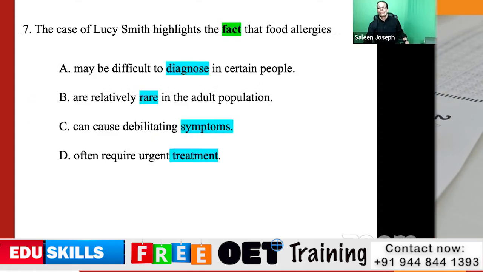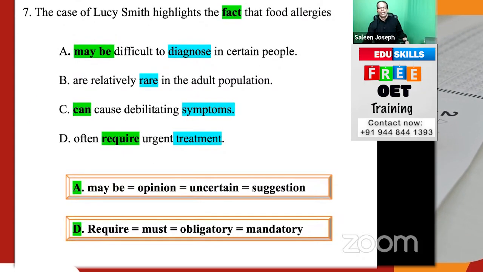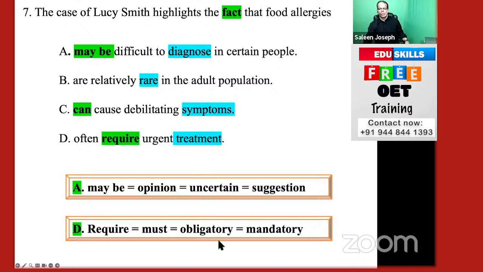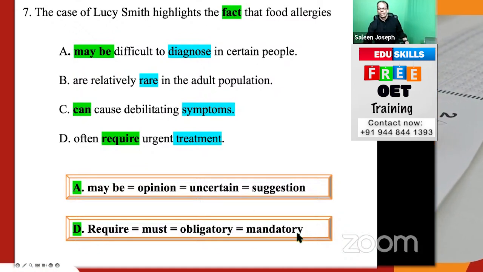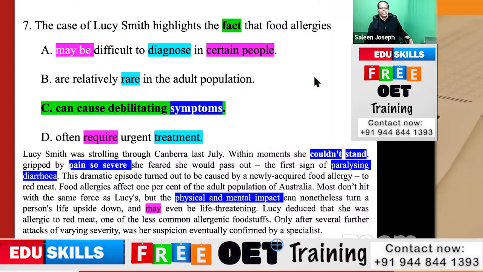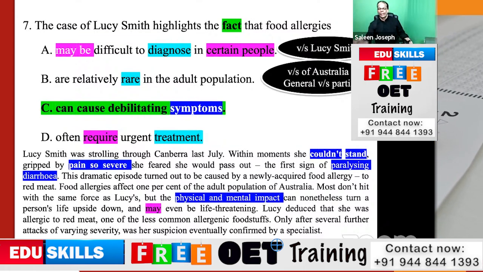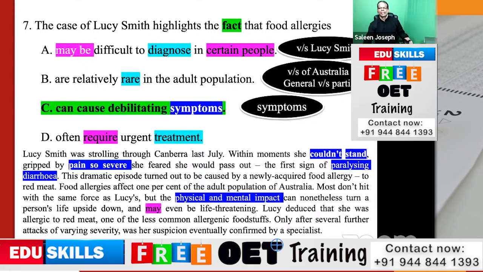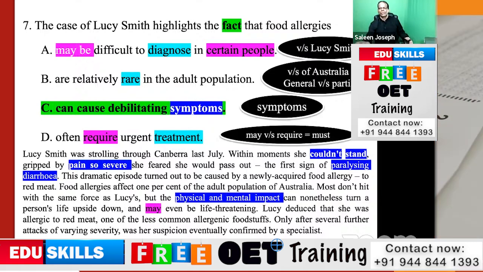Then elimination: look for modal verbs. As I told you, may, can, require: require means must, may means opinion, uncertain, or suggestion, whereas require means must, obligatory, mandatory. Factual statements, opinion statements, diagnosis, prevalence, symptoms, treatment, the concepts, general versus particular, again in B, that is adult population in general and adult population of Australia, then symptoms, then may versus require, must. The text says it may even be life-threatening, whereas the option says require, which is a synonym of must.